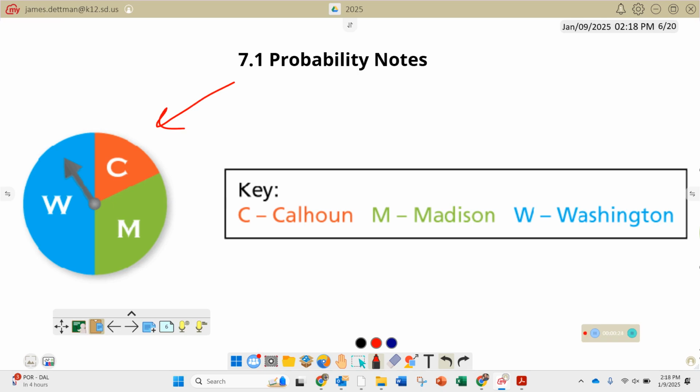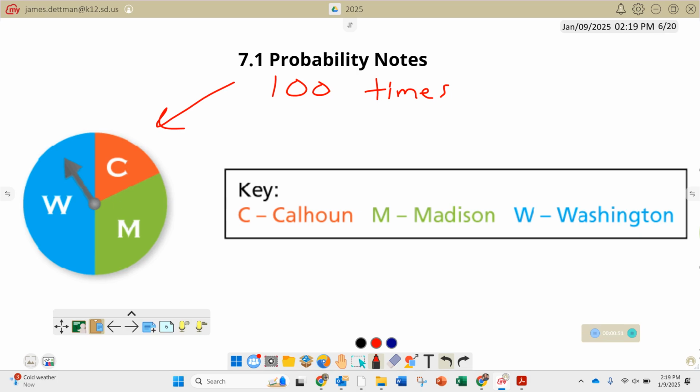You're going to spin this thing 100 times. Now, you could spin that thing 100 times and you could get a C every single time. You could get an M every single time. You could get a W every single time. However, when we're talking about probability, it means what is the likelihood of something happening?